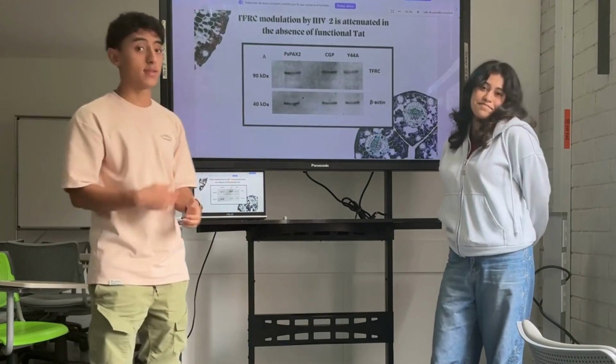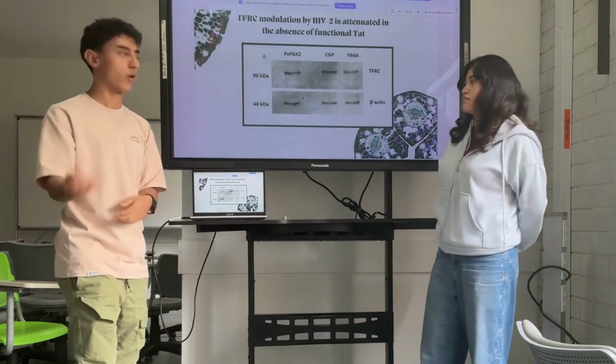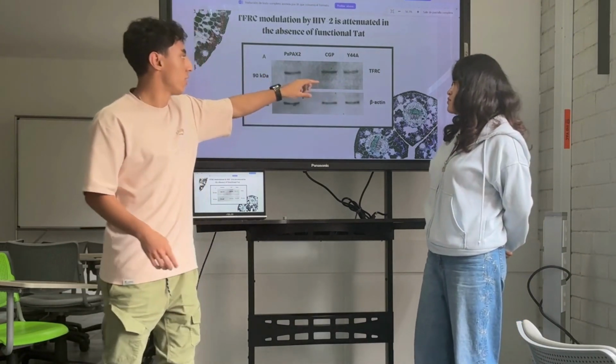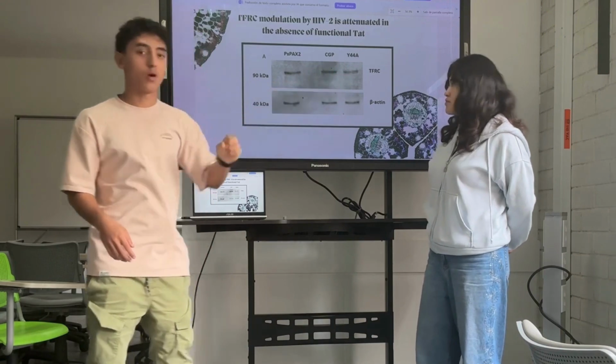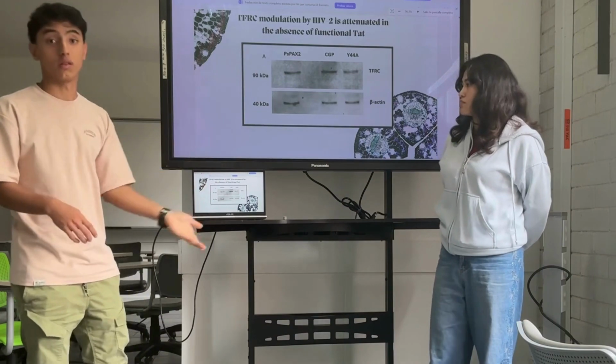Then we have basically a TFRC modulation, which was with the plasmid, basically Y44A, which is the HIV gene, and it shows that there is a downregulation of TFRC, which in comparison to the other ones, well, is less than the others.